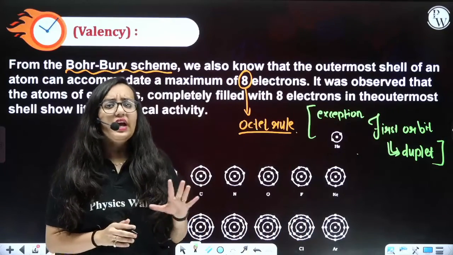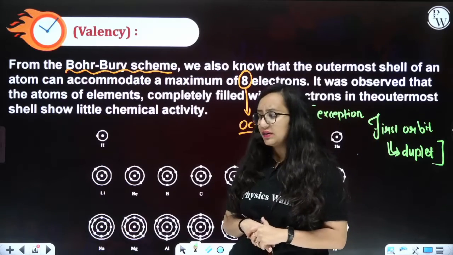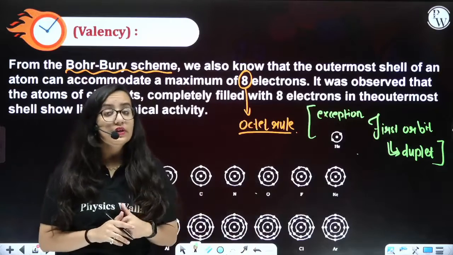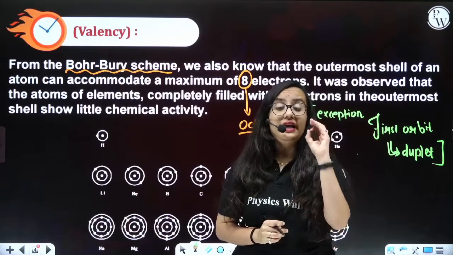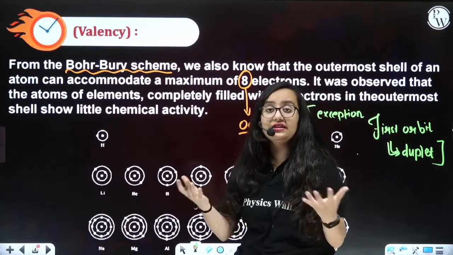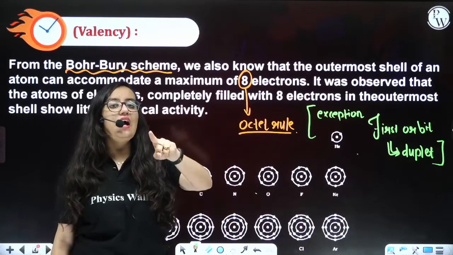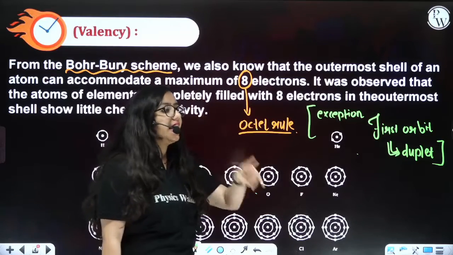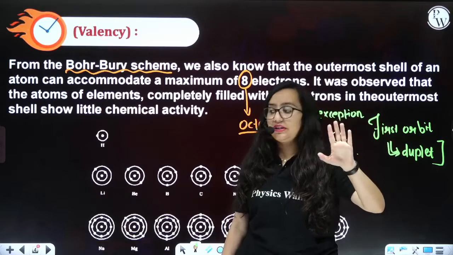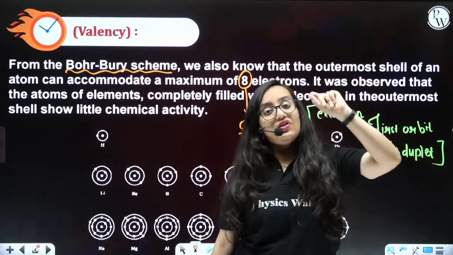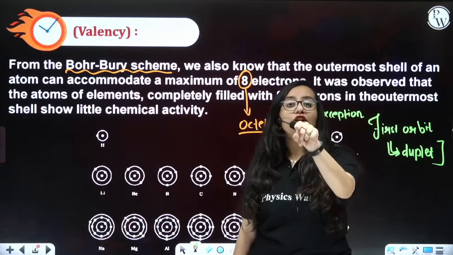Ma'am, we have understood that if they do not have 8, they will try to attain that magical number 8. But how? That is a very good question. The answer is by gaining or losing electrons. Either they will accept electrons or they will lose electrons, and that's how they will attain stability. The number of electrons gained or lost, that is valency. Yes or no? That particular thing is valency.